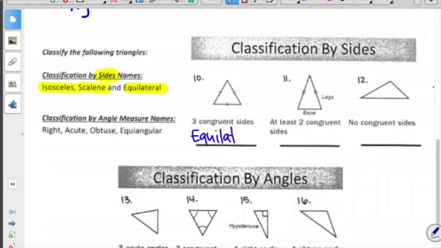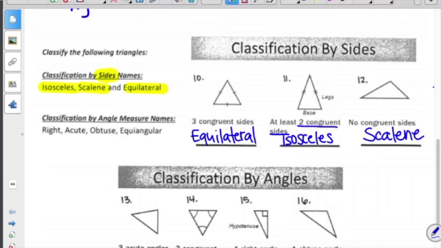E-Q-U-I-L-A-T-E-R-A-L, equilateral. Number 11 says at least 2 congruent sides. Typically it is exactly 2 congruent sides. Otherwise it would be an equilateral. And that one is our scalene, or sorry, isosceles. I-S-O-S-C-E-L-E-S. And the last one has no congruent sides. So all 3 sides are different lengths. And that is the scalene. S-C-A-L-E-N-E.